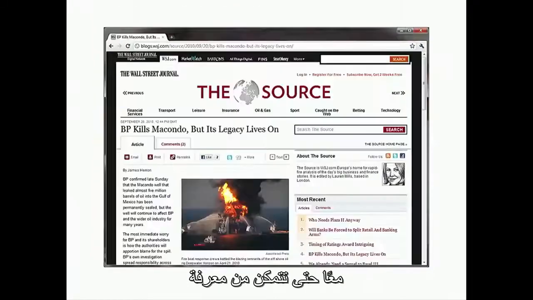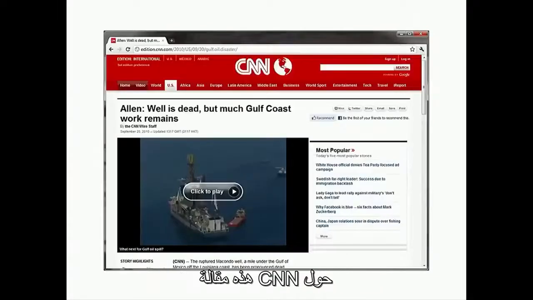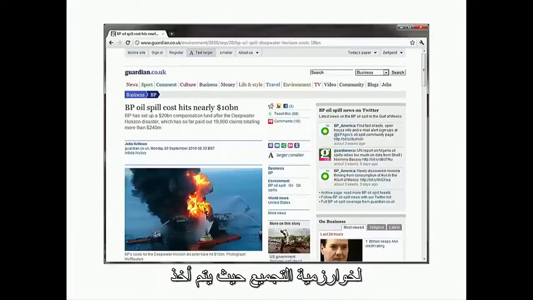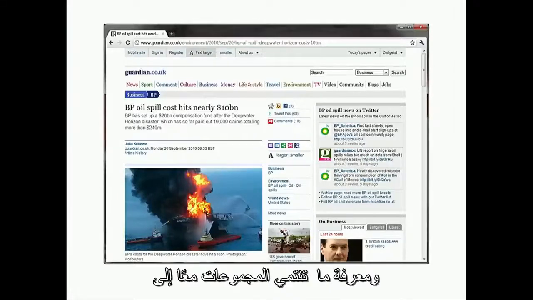So you can figure out that BP Macondo oil well, right? That this is a CNN article about the oil well spill. There's a Guardian article about oil well spill. And this is an example of a clustering algorithm, where it's taking these different news sources and figuring out that these are all stories kind of about the same thing, right? And other examples of clustering, just getting data and figuring out what groups belong together.